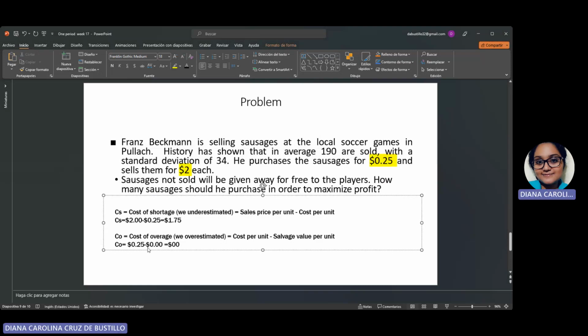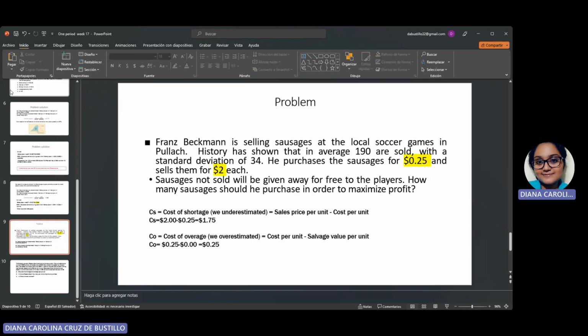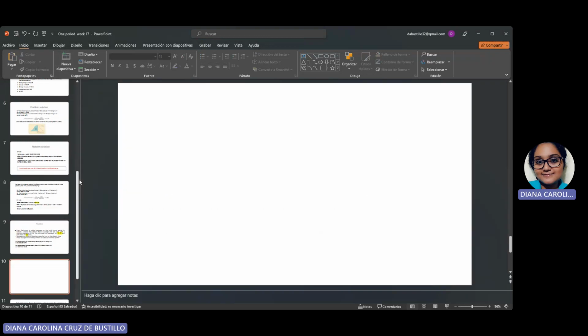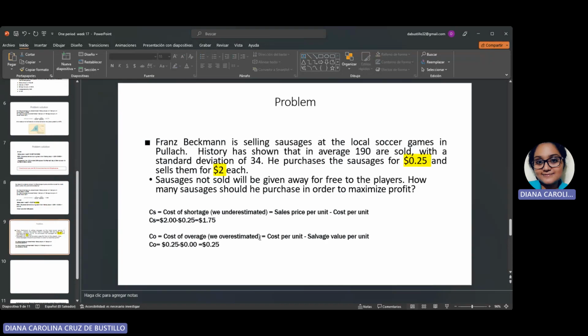So what does it mean? It means that for every sausage that you buy and yet are not able to sell because you overestimate your demand, you're going to be losing 25 cents. Okay. Which is pretty much what you invested in buying the sausage in the first place. Okay, I hope that that is clear. So now that we have calculated those two costs, the next step would be to estimate the service level that you need to cover given these costs, okay?